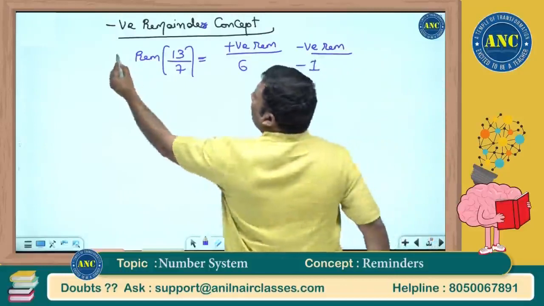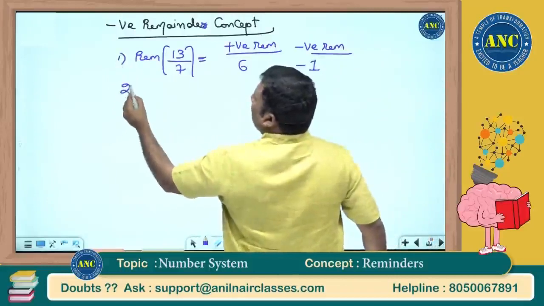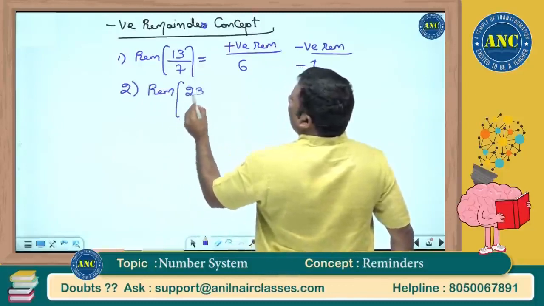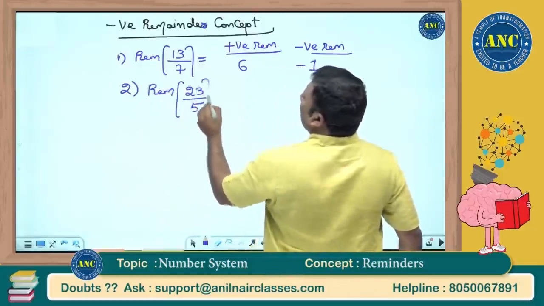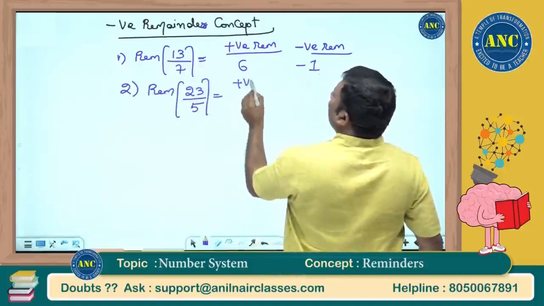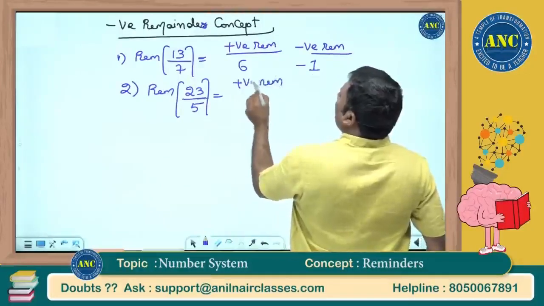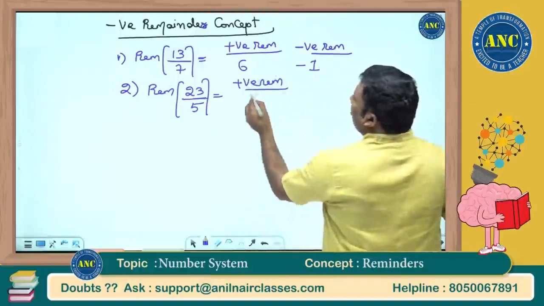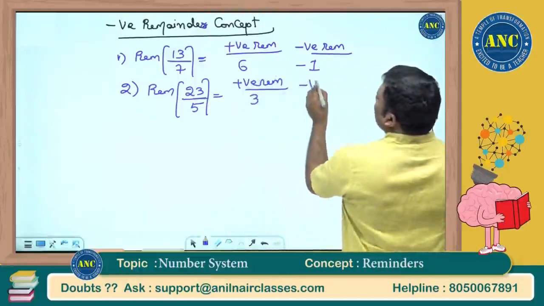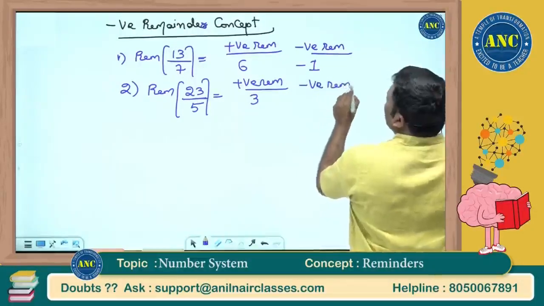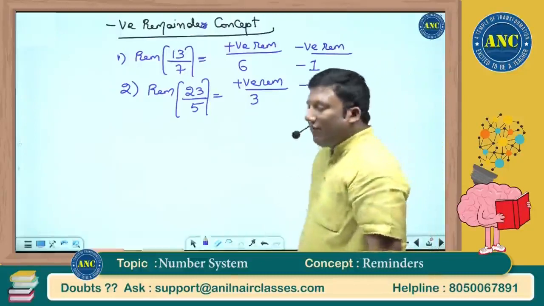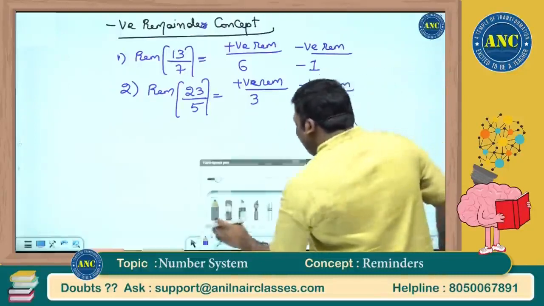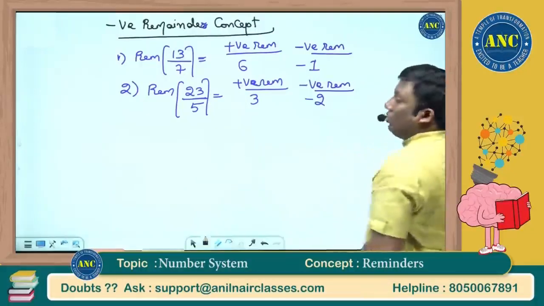One more example. As many examples as possible we will try to solve. Second example. 23 divided by 5. Positive remainder. 5 fours are 20. What is left over? It is nothing but 3. Just take a number which is just greater than 23. 5 fives are 25. What is the negative remainder? Negative remainder, it is nothing but -2.